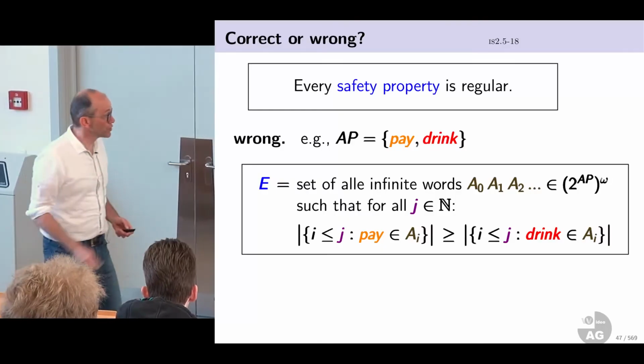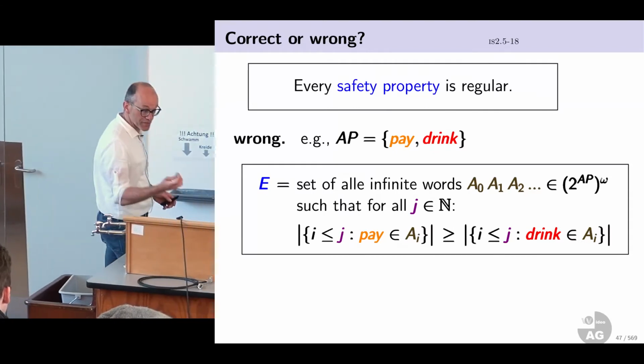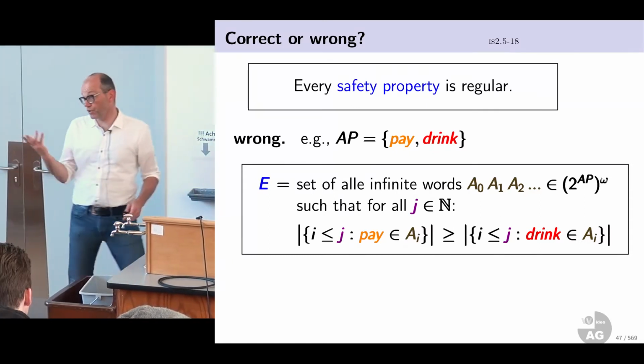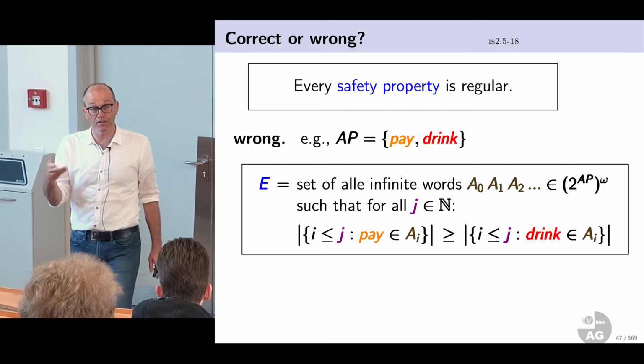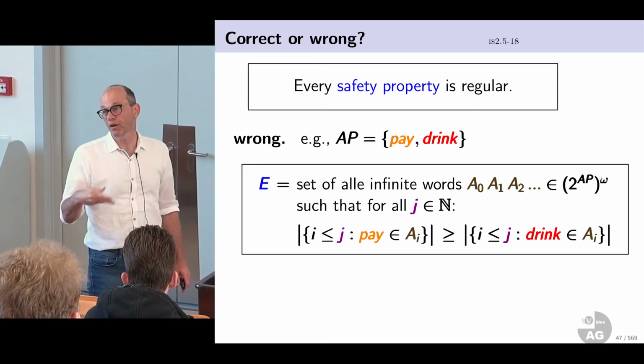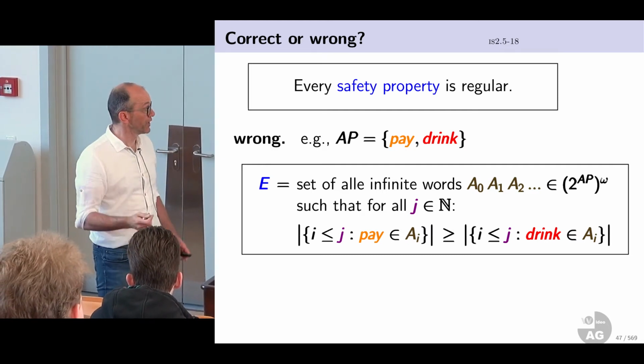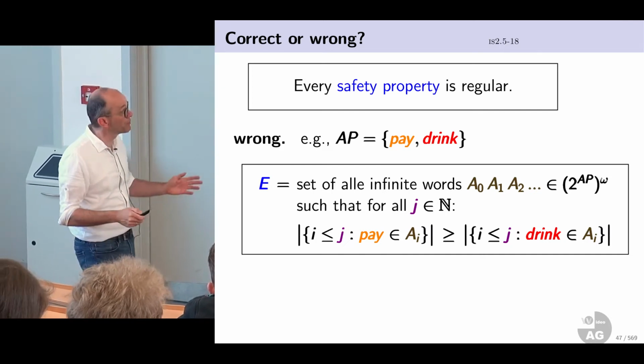Good. So it's good to understand that we really have quite a severe restriction today. We only consider those regular safety properties. But as I said in the beginning, I do this for the sake of simplicity and for the sake of introducing this first, let's say, simple model checking algorithm.